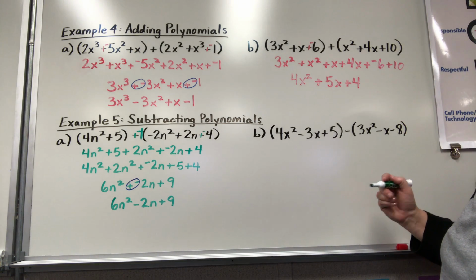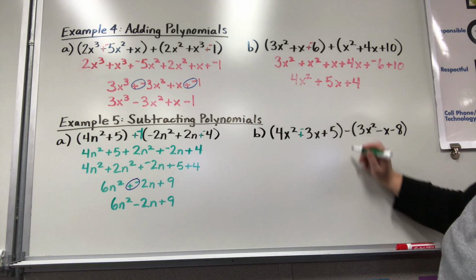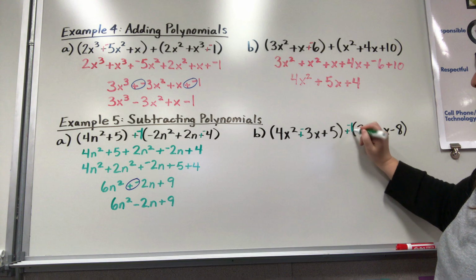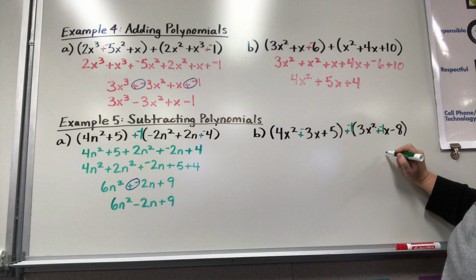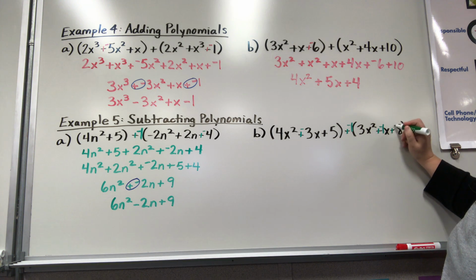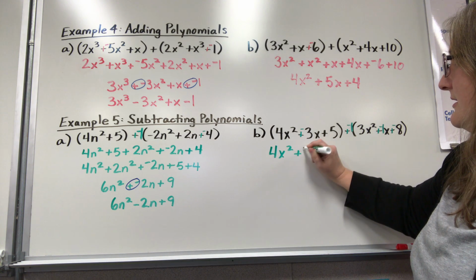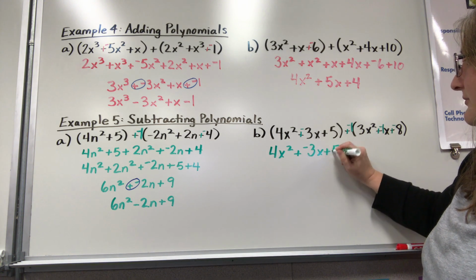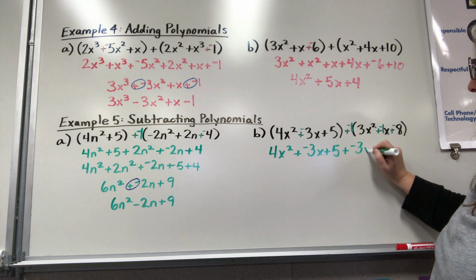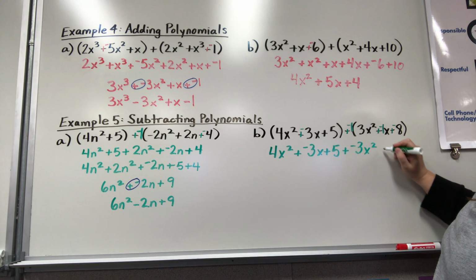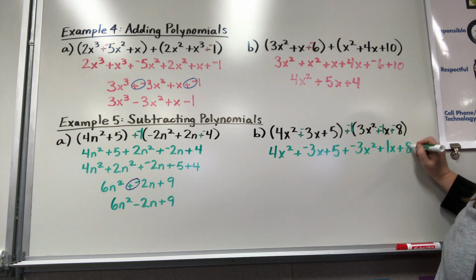Let's try one together. So I'm going to make this minus 3x plus negative 3x. I'm going to make this plus negative 1. Here I'm going to make this minus x plus negative 1x. And this minus 8 plus negative 8. So now I'm going to distribute my negative 1. It doesn't affect the numbers in my first parentheses, but negative 1 times 3x squared becomes negative 3x squared. Negative 1 times negative 1x becomes 1x, and negative 1 times negative 8 becomes plus 8.